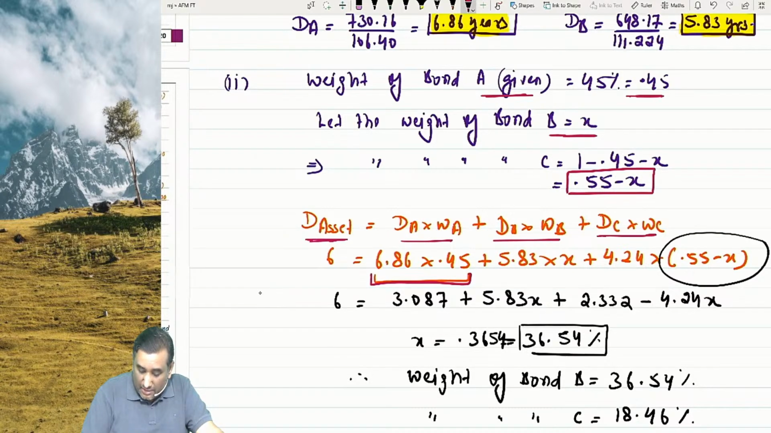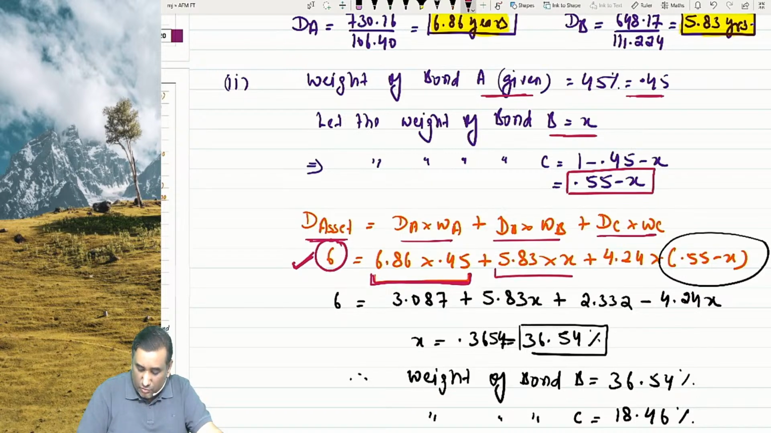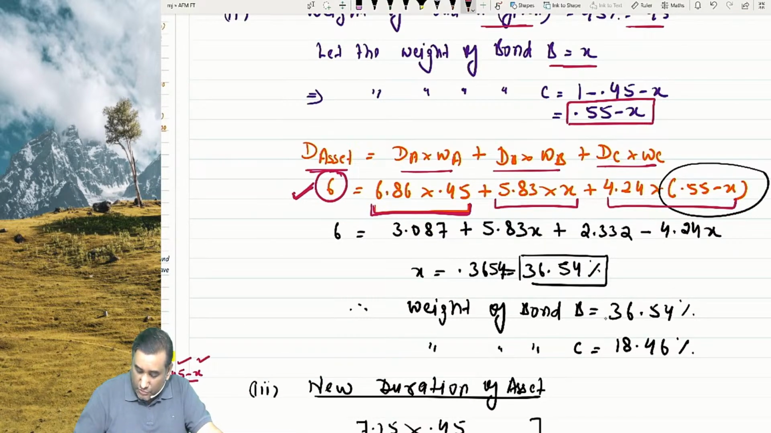6.86. Sir, how did you take this? Actually I have taken the liability, I have compared here only. You can calculate the asset and then compare with the liability. 6 is not the asset, it's the liability, and since we are immunizing, he is clearly using that word immunization. It has to recover in how many years? 6 years. So this into 0.45, this into X, this into this should give the 6 years, and I should get the weights of B and C.